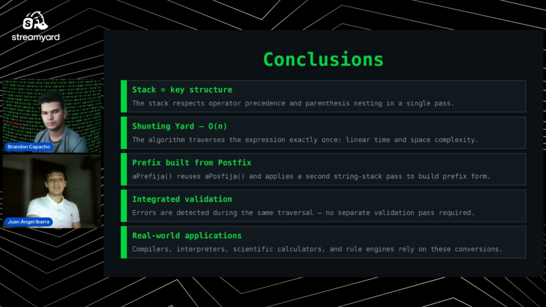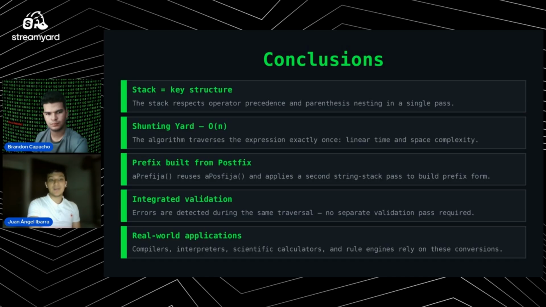And then section 11, conclusion. The stack is the data structure that makes this conversion possible. It respects operator precedence and parentheses nesting in a single pass. The shunting yard algorithm runs in order of n, linear time and space.